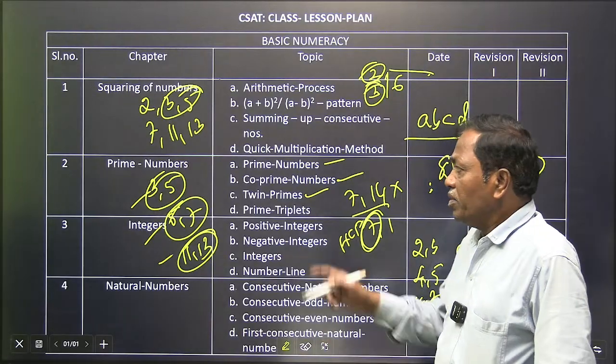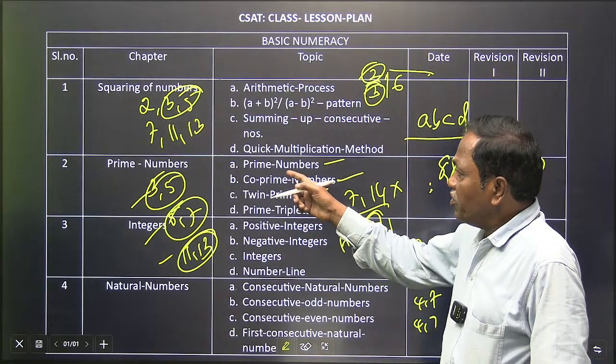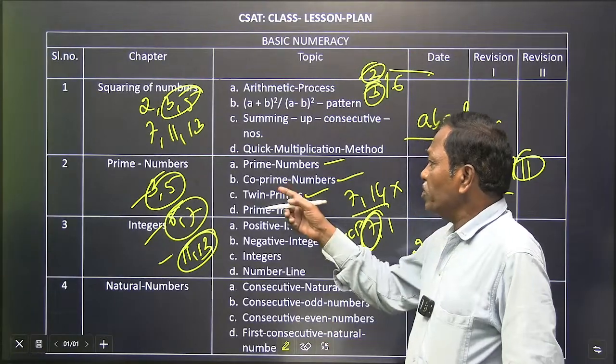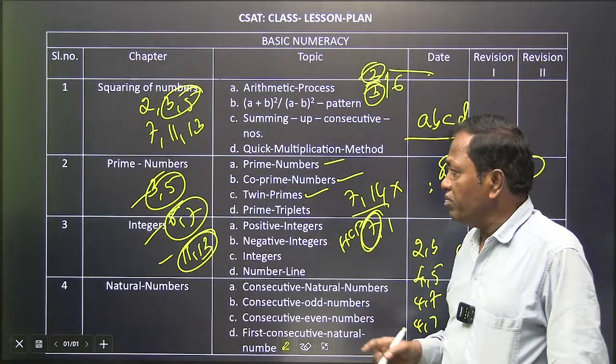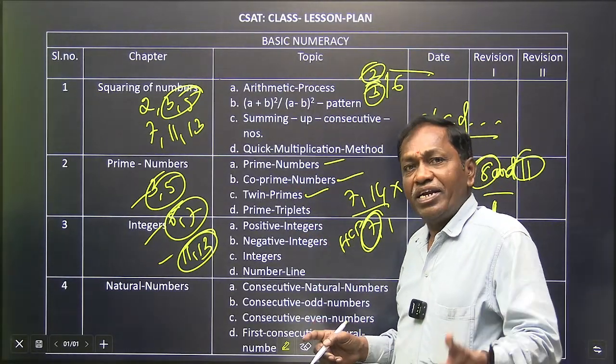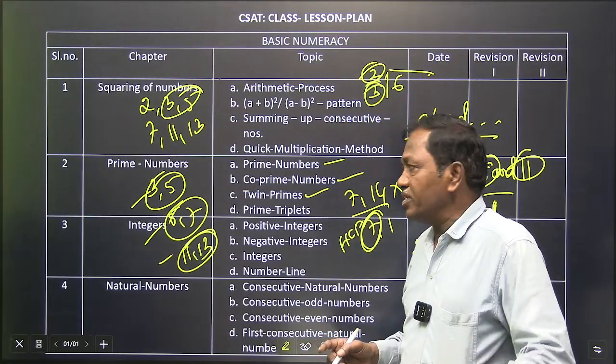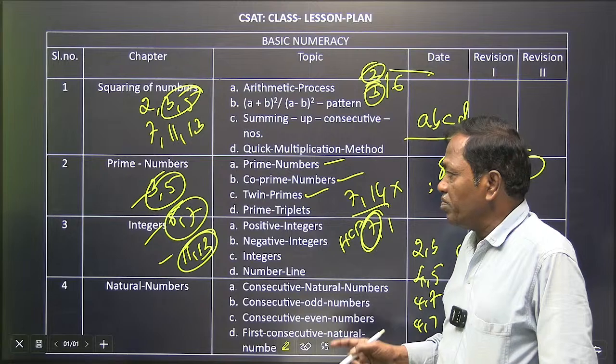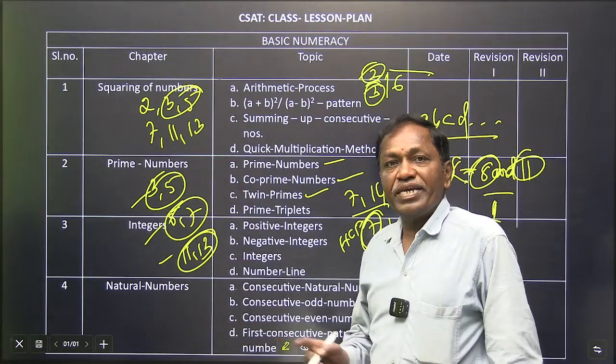So the question can be, and we have to know, the number of prime numbers in the first 100 natural numbers. How many co-prime numbers are in the first 100 natural numbers? Beyond 100, people may not go in the question. And how many twin primes are possible in the first 100 natural numbers? If you keep writing, there will be 8.